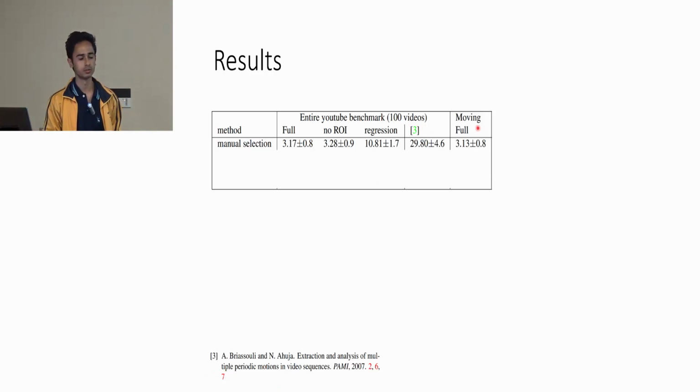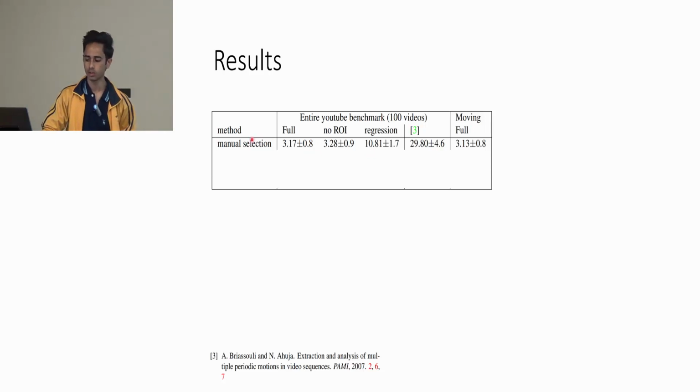Moving full here refers to videos where the camera is moving. So from the 100 videos, they identify some videos in which the camera is moving. I think it's a set of videos where the camera is moving, it's not static. They say they have 30 such videos in the 100 videos, so they report separate results for that set of 30 videos.